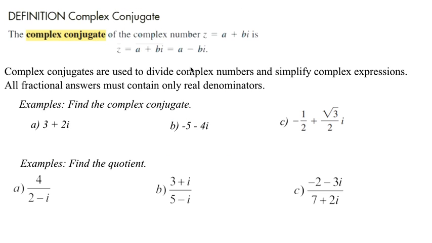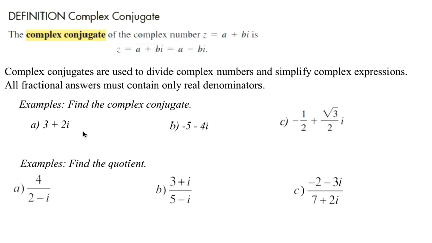All right, complex conjugates. We're going to use complex conjugates to help us simplify algebraic expressions, especially when we have complex numbers in a denominator. So the complex conjugate of a number is just the real part, but then changing the sign of the imaginary part. So if we have a complex number that's a plus bi, the conjugate is a minus bi. Okay? So let's take a look at how to find the conjugate.